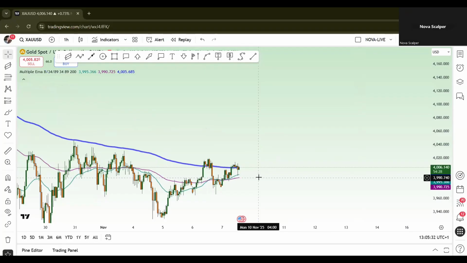The previous lesson I introduced to you was about the candlestick patterns, right? One candlestick pattern, double candlestick pattern, and three candlestick pattern. And in today's lesson, I will introduce to you how we can combine the candlestick pattern with the price action pattern.